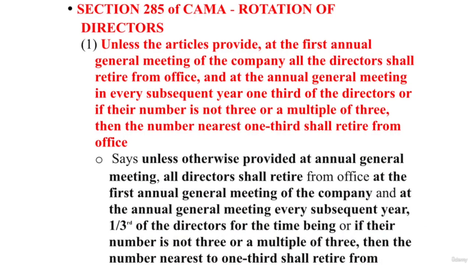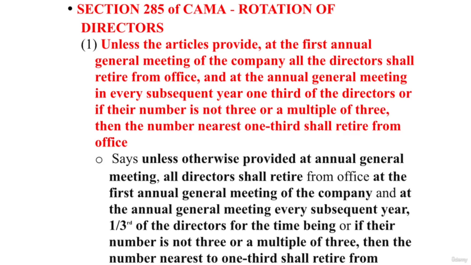So according to section 285, which discusses rotation of directors, subsection 1 tells us unless the articles provides, which means that this section is a default section. Default section meaning that it has mandatory and enabling provisions. The enabling provision here says that the articles has the authority to provide otherwise. But where the articles do not provide for how the directors should retire, then this provision will apply on such company because this provision becomes mandatory.